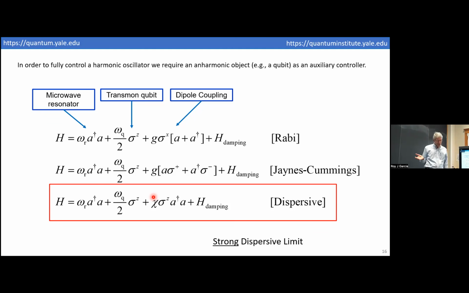Then the other is that oscillators can have lifetimes that are orders of magnitude longer than even the best qubits. Even though this qubit may not be that good, somehow you've gained.